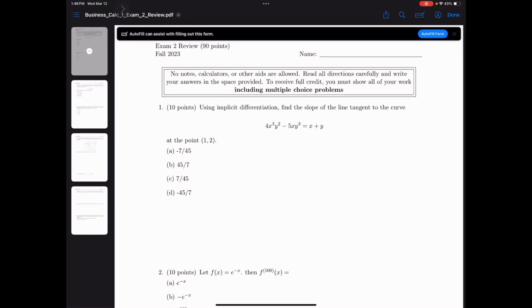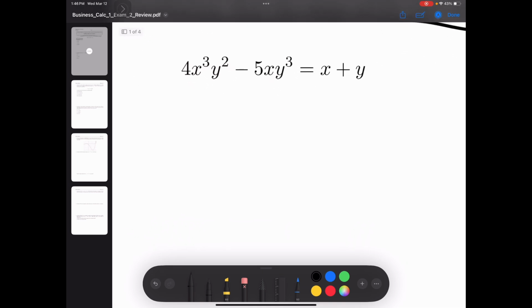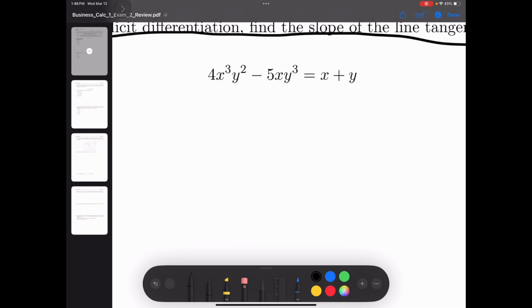In this video, we are just going to work through a review sheet for our second exam. So first, we have this question: use implicit differentiation to find the slope of the line tangent to the curve at this point. So first, we need to take the derivative of this function, and the derivative of this function is going to be some product rules.